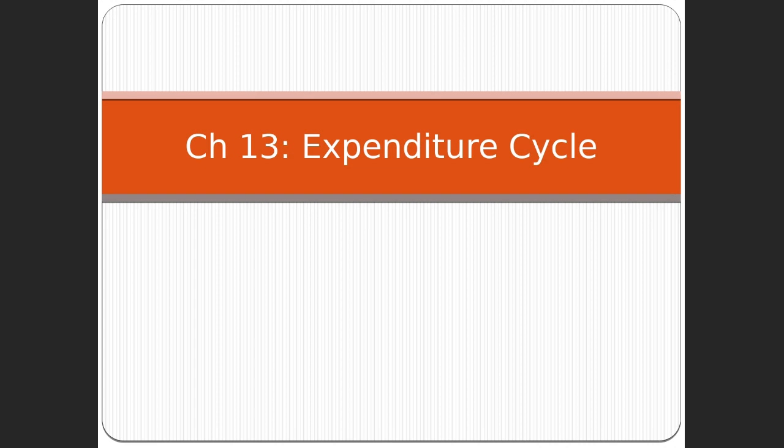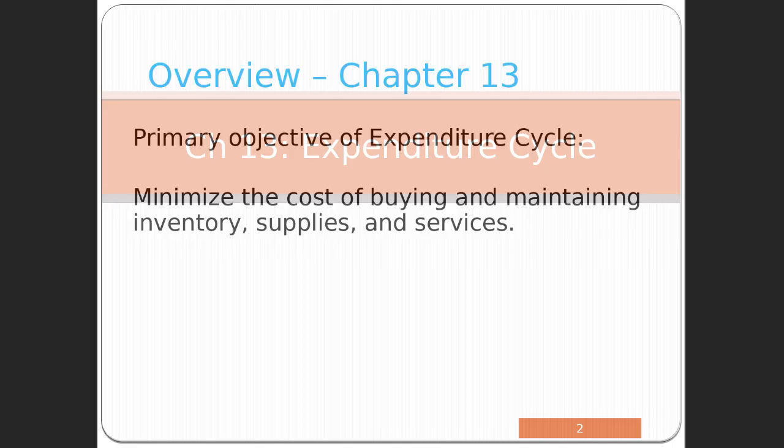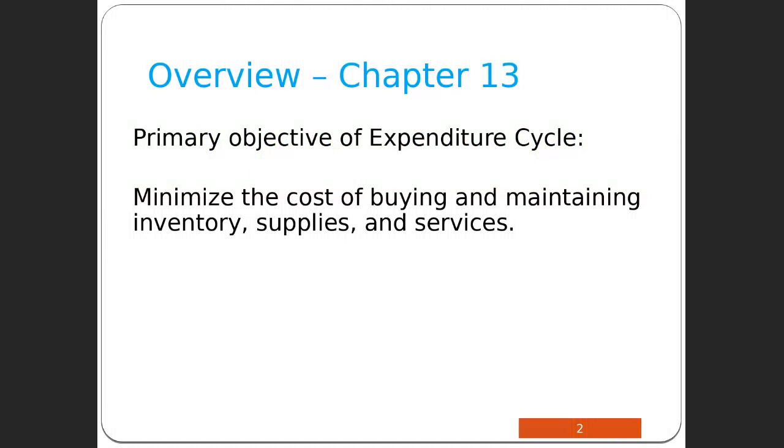In the revenue cycle, the business sells to customers and collects payments. In the expenditure cycle, the business purchases from suppliers and makes payments to them. So the primary objective of the expenditure cycle is to minimize the cost of buying and maintaining inventory, supplies, and services.